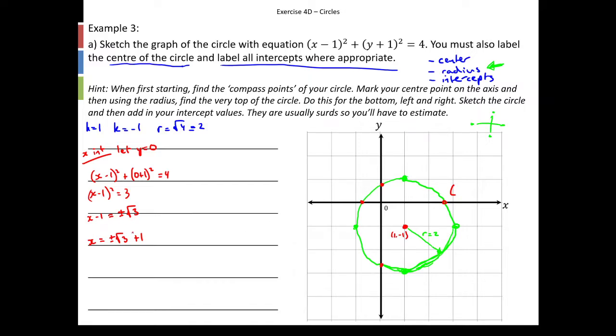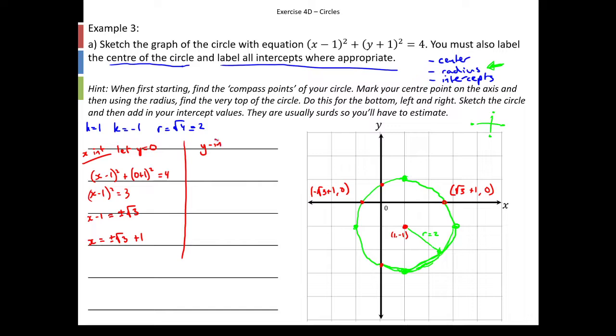You could always check this with your calculator. You're not going to be able to use your calculator in the test, but you can always check when you're first doing these to get a sense of scale and size, and negative root 3 plus 1 gives you a negative decimal. So the points are root 3 plus 1, 0 and negative root 3 plus 1, 0. Okay. So that's our x-intercepts.